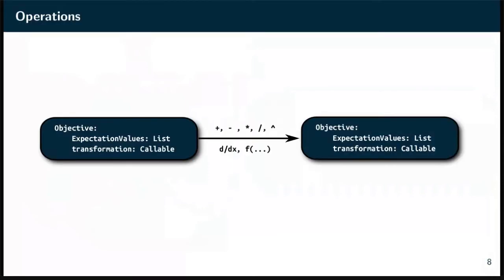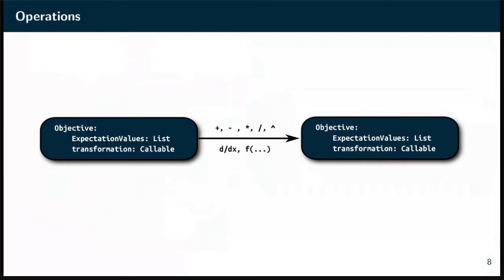I have a little bit more details on how those structures work in the back, and why it's important that they all have the same abstract data structure. For example, with these objectives, in the end they just hold a list of those abstract expectation values, and they also hold a callable transformation. And this makes it possible that you can manipulate those objectives and get other objectives back.